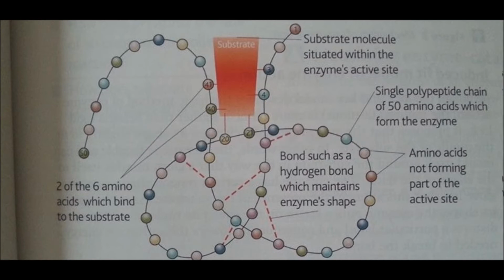Enzymes are globular proteins. They have a specific shape due to the sequence of their amino acids. An enzyme molecule is quite large, however a small part of it is functional, which is known as the active site. The molecule which an enzyme acts on is called a substrate. This molecule will fit nicely into the active site to form an enzyme-substrate complex.